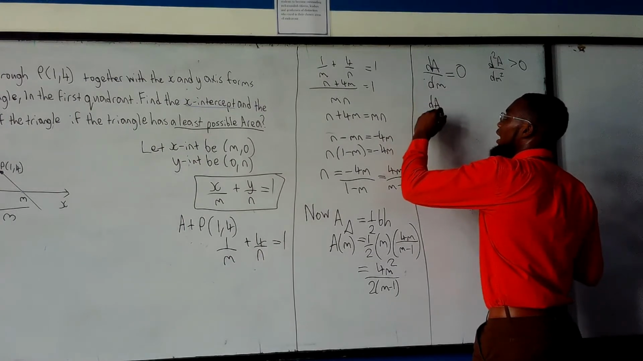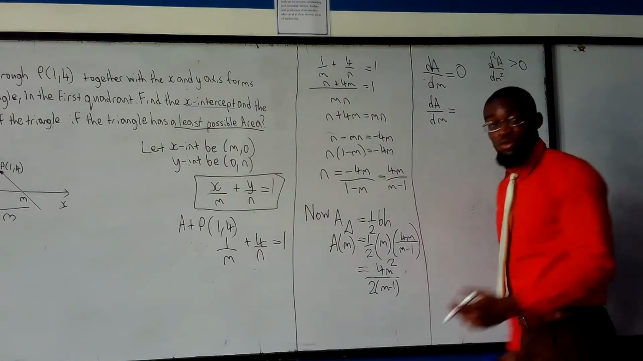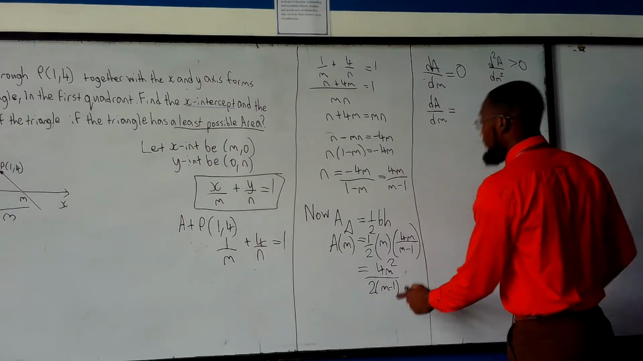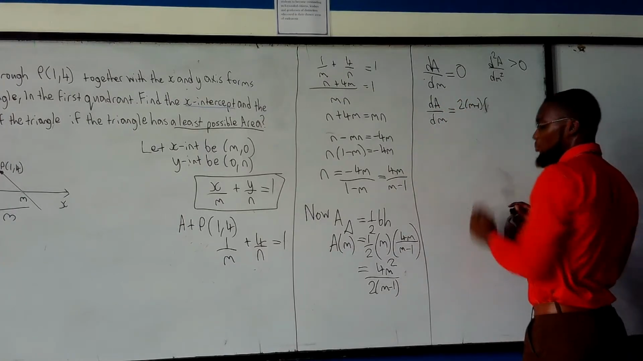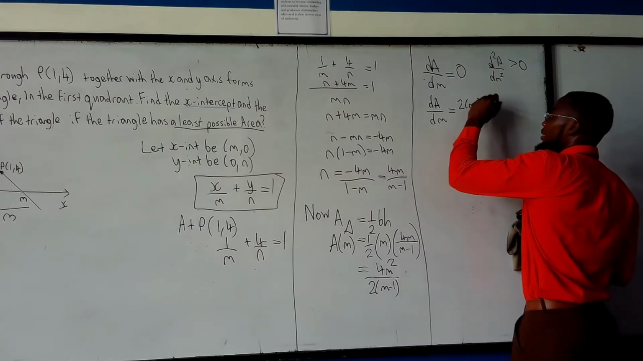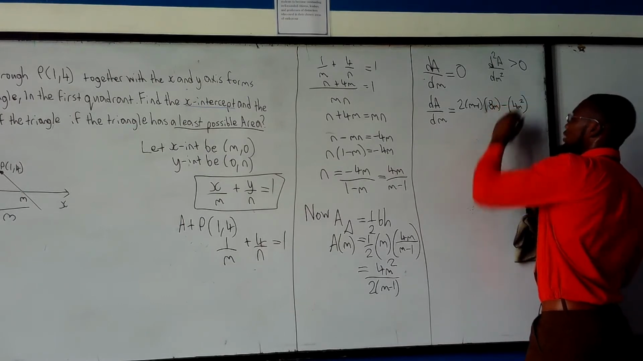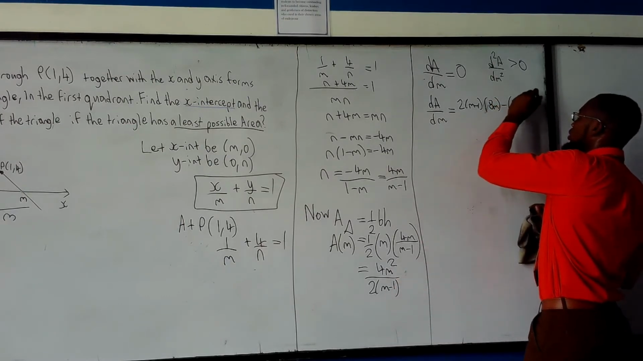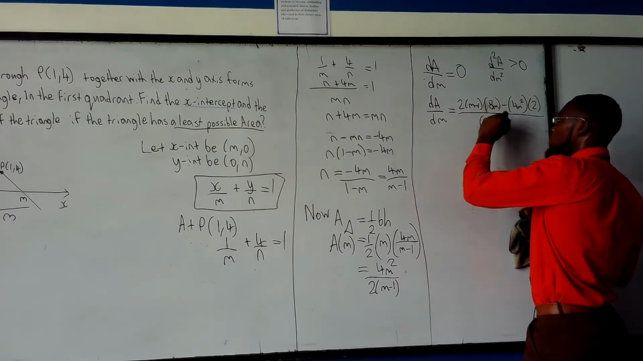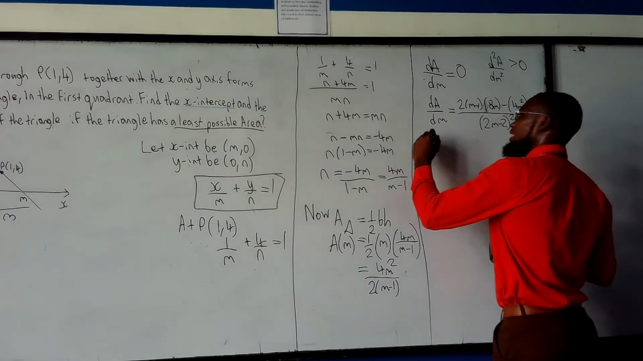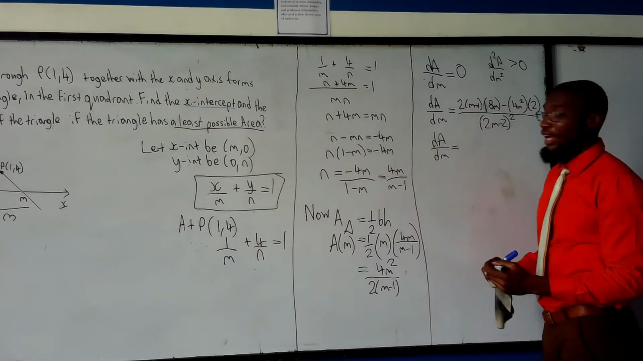So dA by dm, we differentiate this. Let's use the quotient rule. We start with the bottom, times the differential of the top. We differentiate 4m squared, that's 8m. Minus the top, 4m squared, times the derivative of the bottom, which is 2, over the bottom squared, which is just 2m minus 2, all squared.